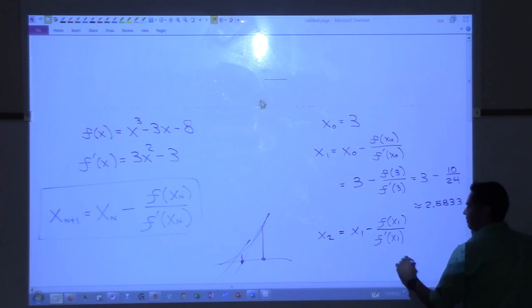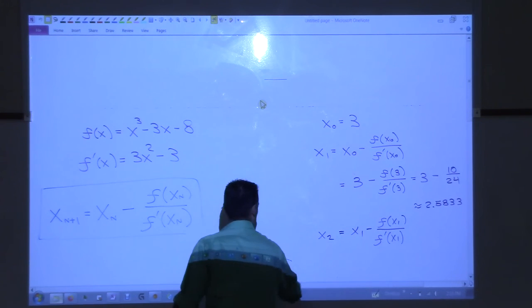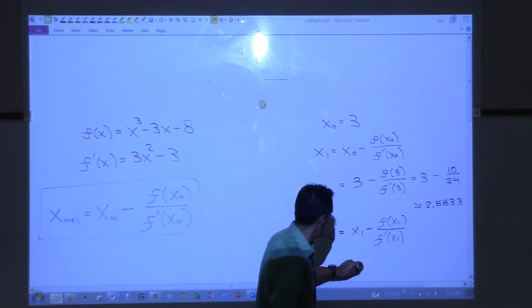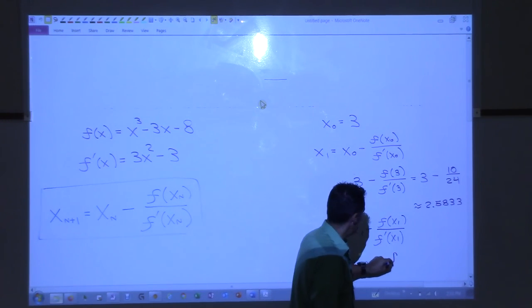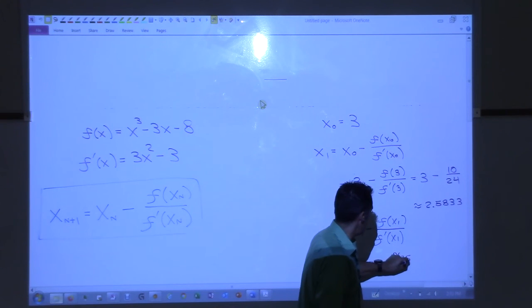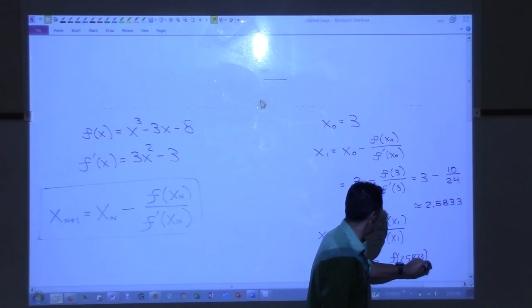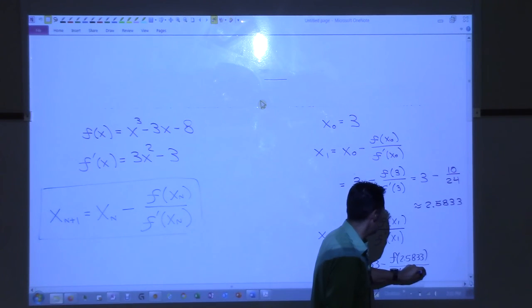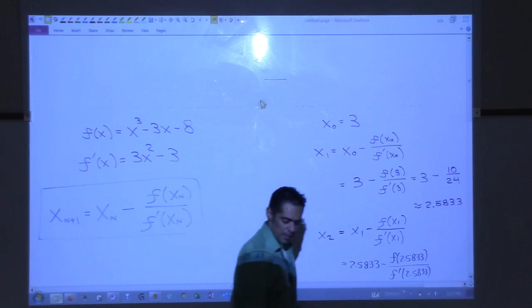So this will be, I'll do it here. This is going to be 2.5833 minus the function evaluated at 2.5833 over the derivative at 2.5833.